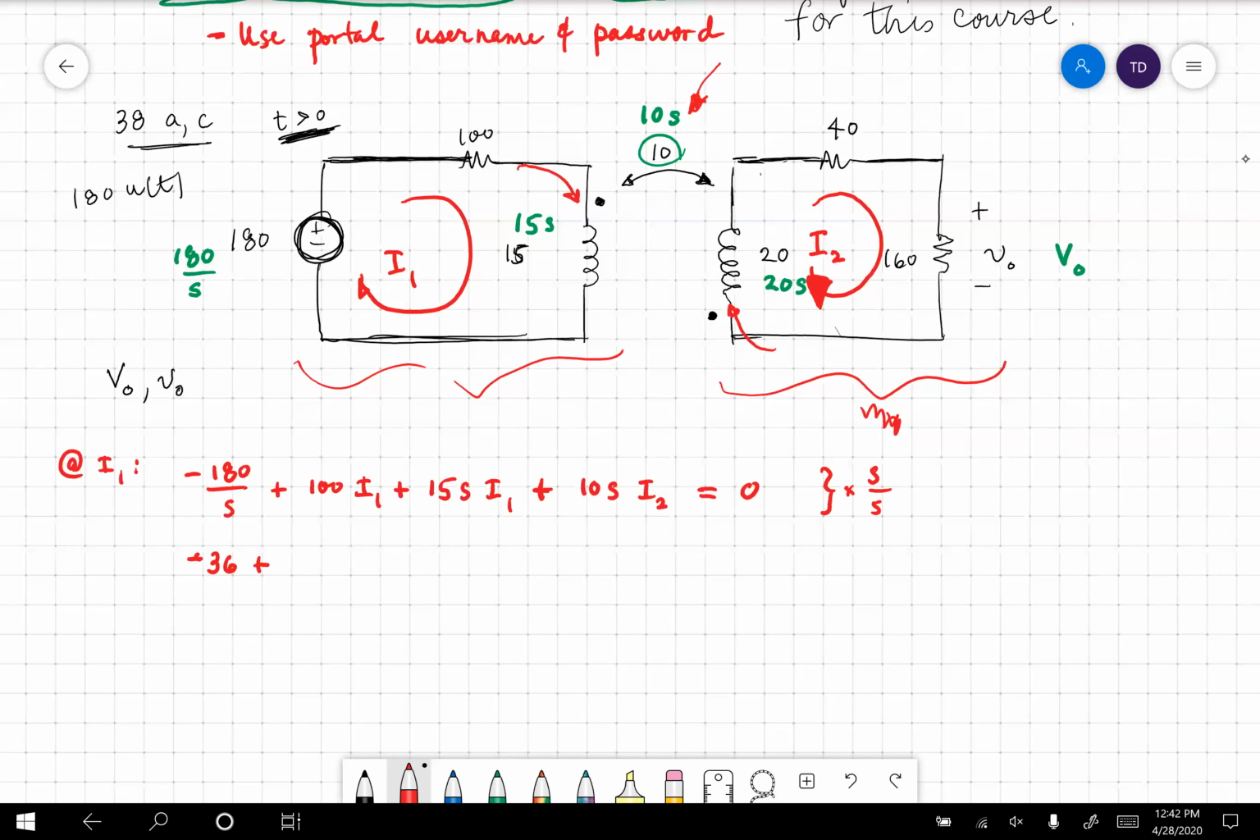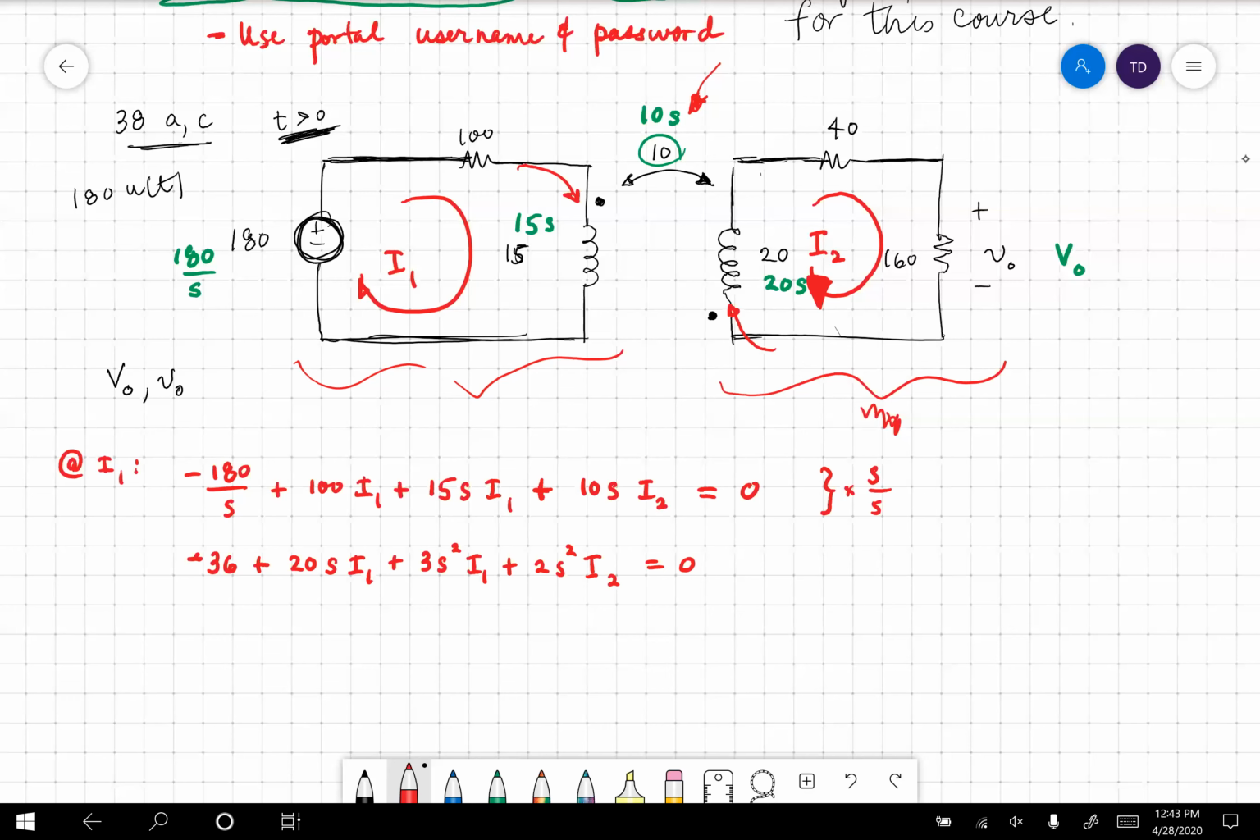Now, 100 divided by 5 is 20. So it's going to be 20S I1 plus 3S squared I1 plus 2S squared I2. And that's going to be equal to 0. So let's clean that all up.